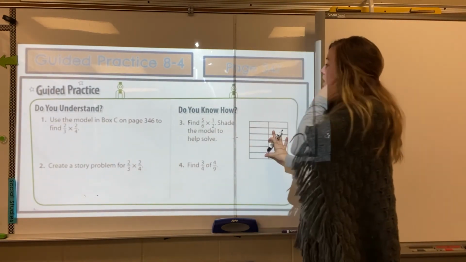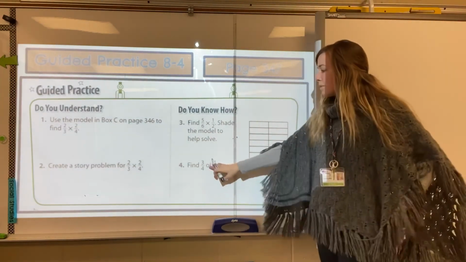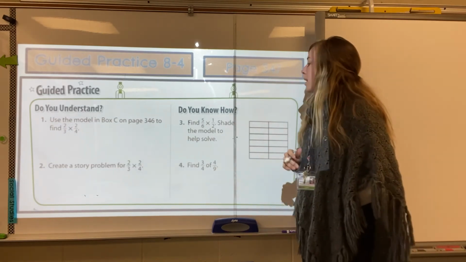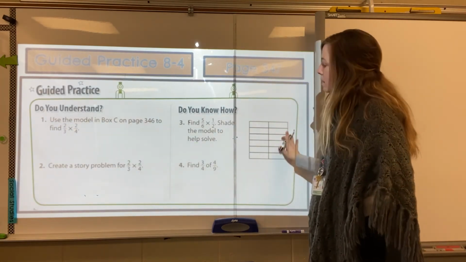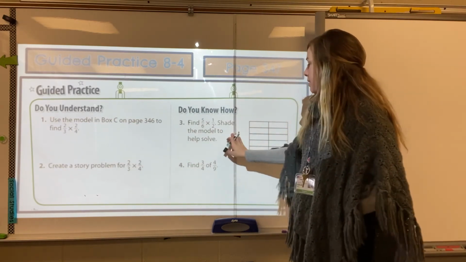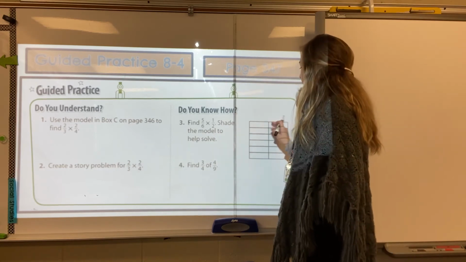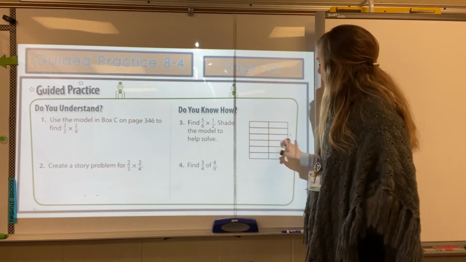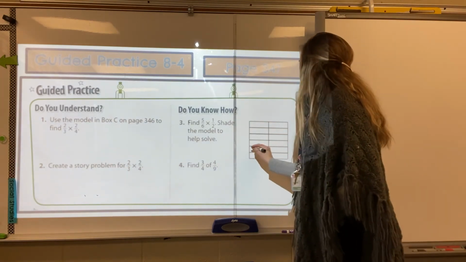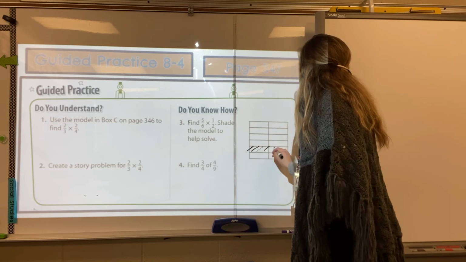So we're going to try number 3 together, just for time purposes. We're already at 10 minutes, and then I'll have you try number 4 on your own. So it says find 5/6 times 1/2. Shade the model to help solve. So I'm going to do a model version, and then I'm also going to do just the math version, because you might want to do that on the next one. So I've got 1, 2, 3, 4, 5, 6 little rows here, and I'm going to have to shade 5 of them. So I'm going to do little slanties this way.